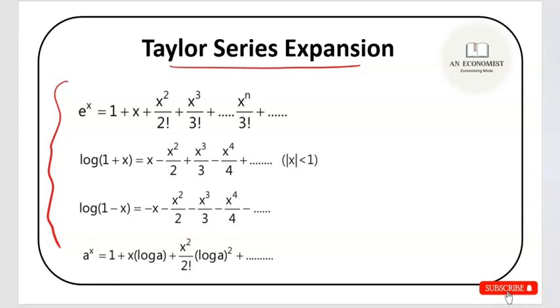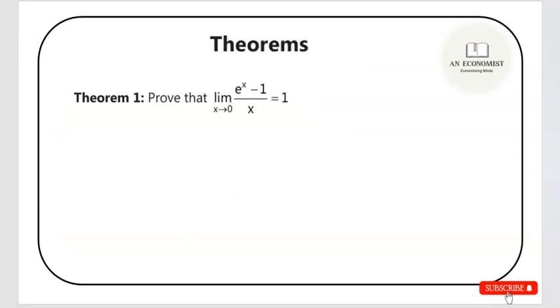What is e to the power x? E to the power x can be expanded in this fashion in terms of an infinite series. In this way: 1 plus x plus x squared by 2 factorial plus x cubed by 3 factorial, and so on and so forth. Similarly, log of 1 plus x can be written as this, and log of 1 minus x, and e to the power x, right? You have to have an idea of this in order to solve the questions, and this will make your life pretty simple.